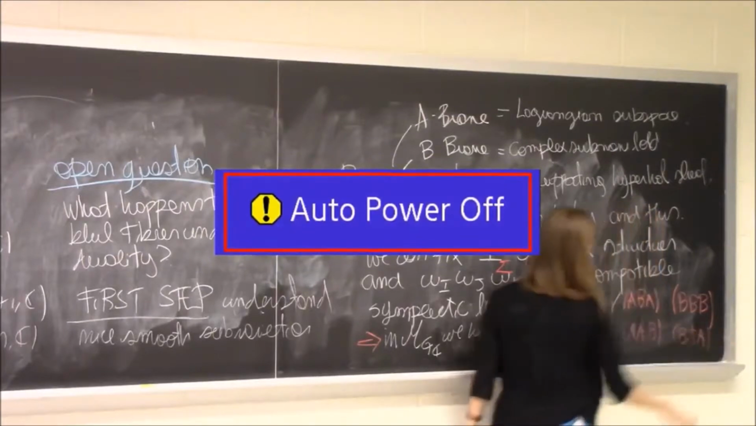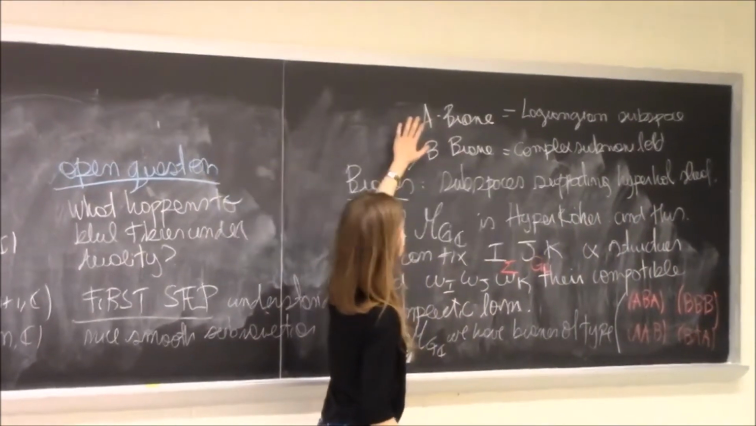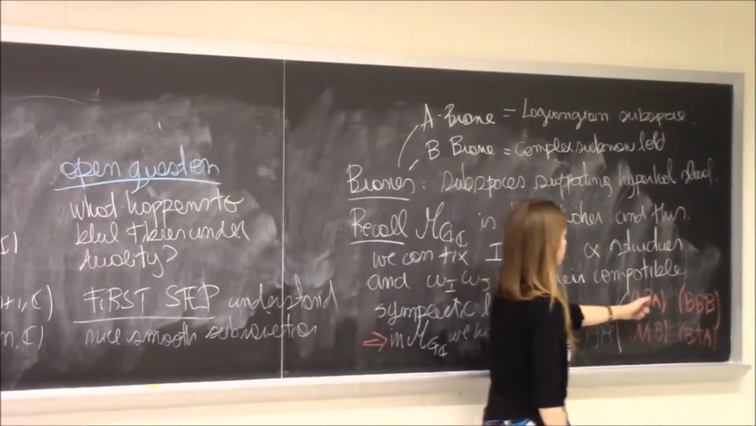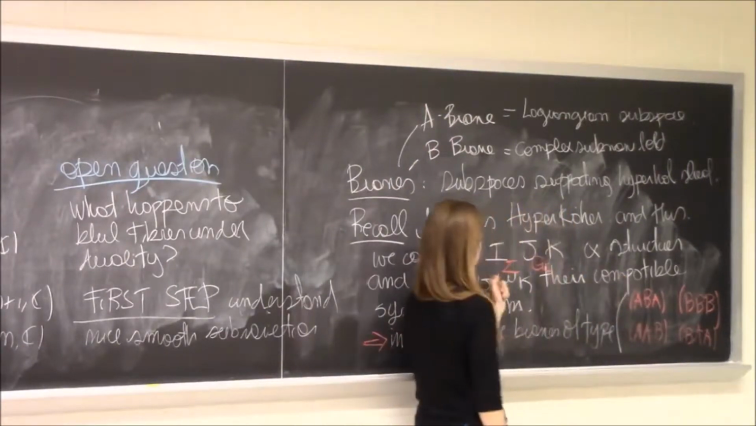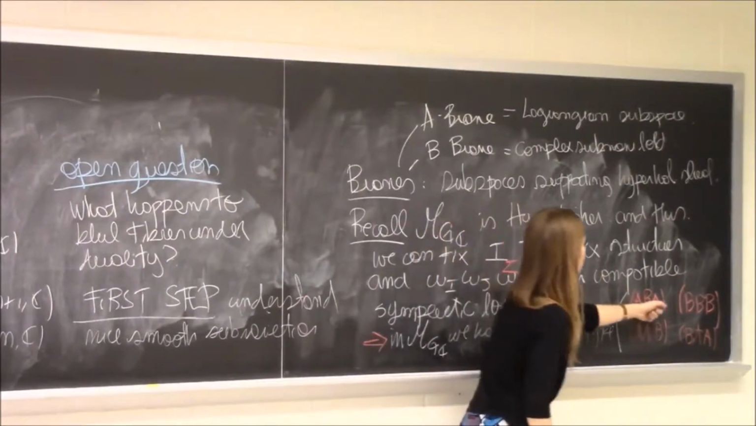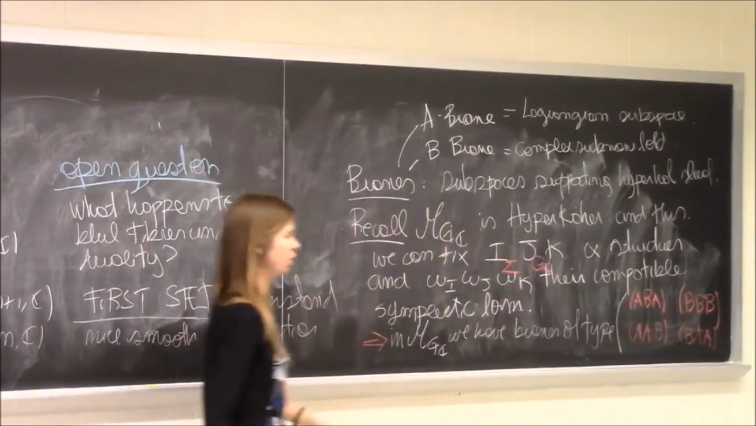So what we're doing here is we're putting a triple of letters A or B with respect to this convention and saying this is a space that is Lagrangian with respect to omega I, complex submanifold with respect to J, and Lagrangian with respect to omega K, and so on and so forth.